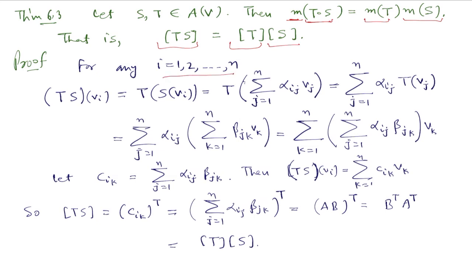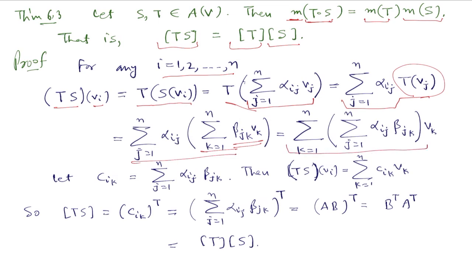Now for any i from 1 to n, when we apply TS on vi, we get T(S(vi)). This is T of the sum of αij vj, so it becomes the summation of αij T(vj). Now put the value of T(vj). T(vj) was this one, the sum of βjk vk, where k varies from 1 to n. This we can write this way, first with respect to k summation and then with respect to j, and vk is outside. Now take this matrix as cik. So we can write TS(vi) equal to this one, k varies from 1 to n, cik vk.